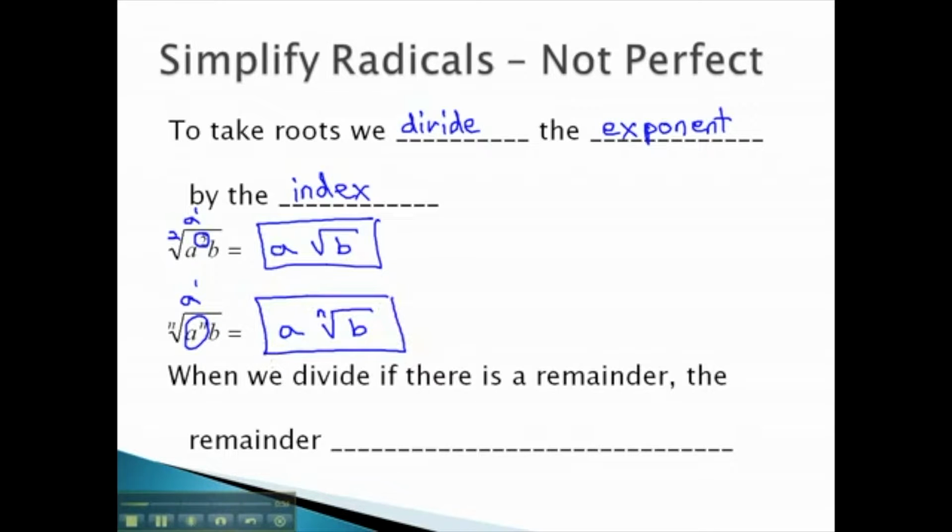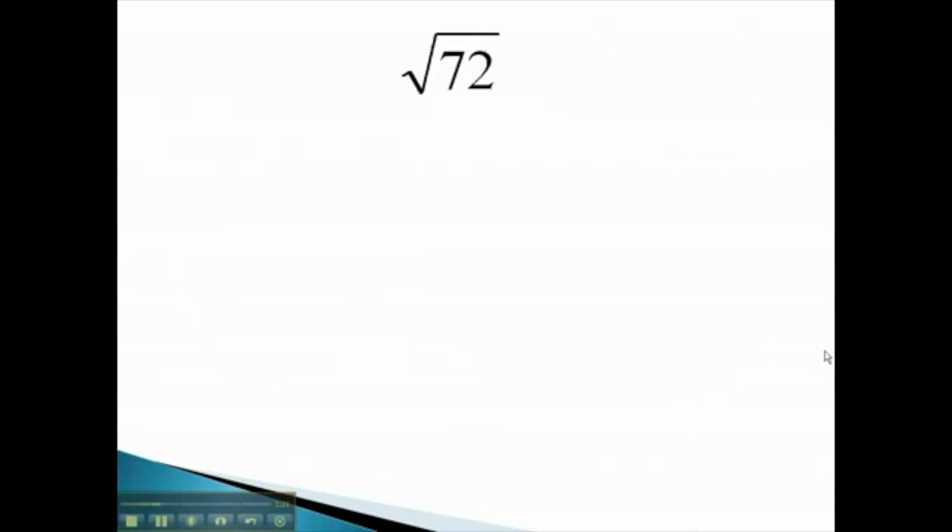Also, sometimes when we divide, the number doesn't divide into the exponent evenly. If there is a remainder, the remainder will remain in the radical. This means the number 2 might come out a few times and also be left inside the radical a few times. Let's take a look at some examples where we have to find a radical of 72, for example.